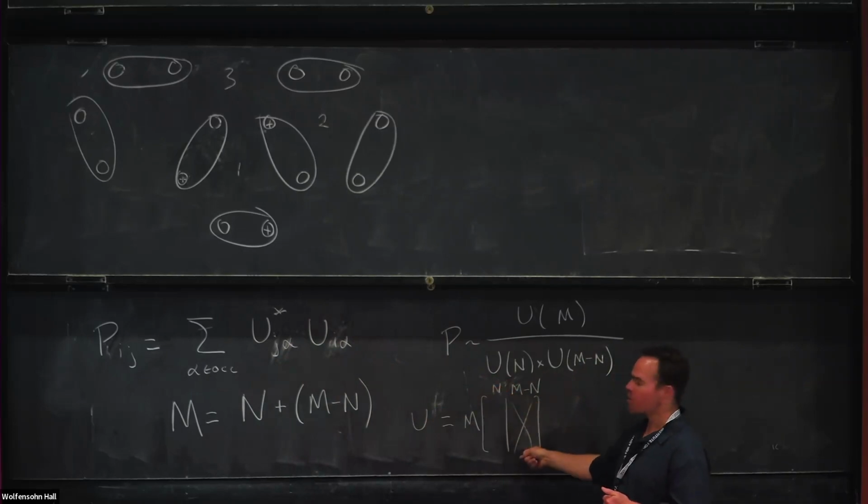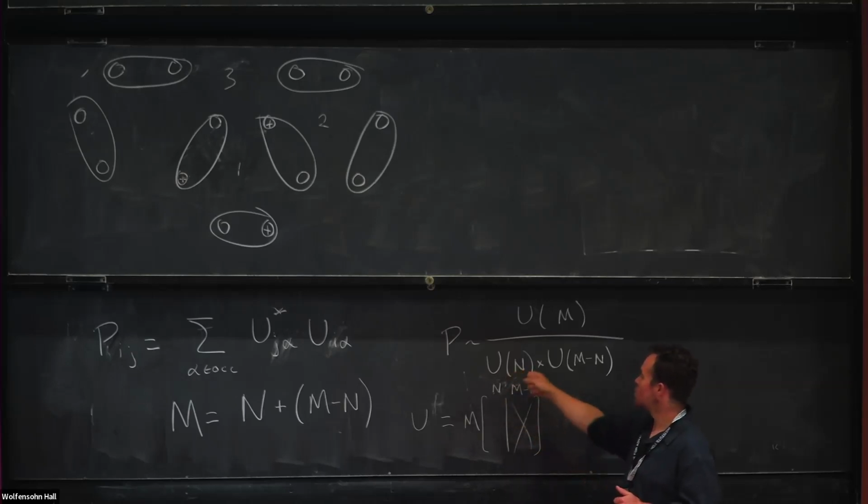Likewise, because you just throw out the m minus n unoccupied ones, P is invariant under any rotation in the unoccupied space. So that's why you can see there's a redundancy between U and P of the U(n) and U(m minus n).